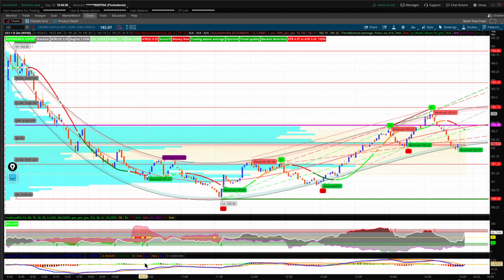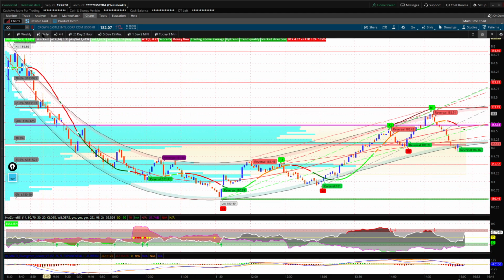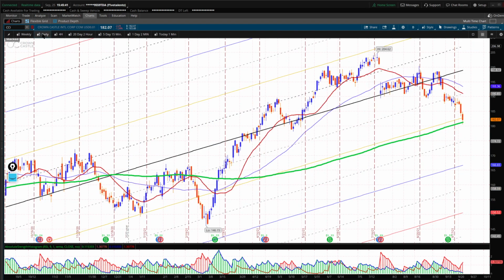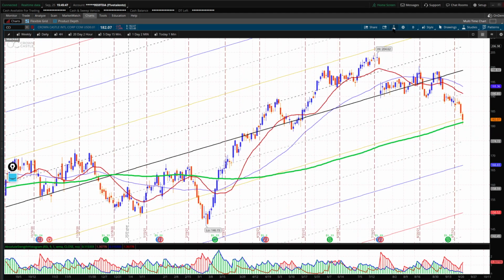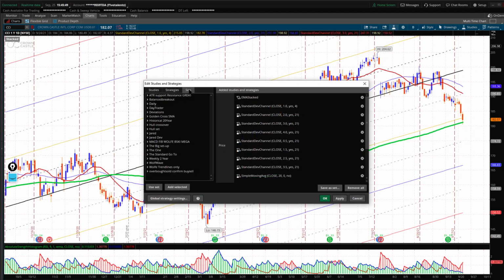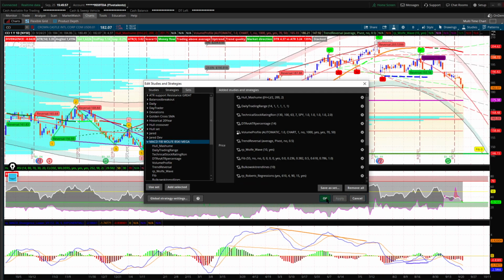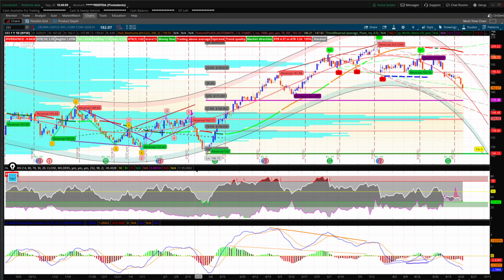This is the lower study, and then there's the upper study. Let's see if I have it on. Well, I changed my setup, so let me change this here real quick. Sorry, there's no editing here, so I'm sorry about that. And here's the MACD divergence.